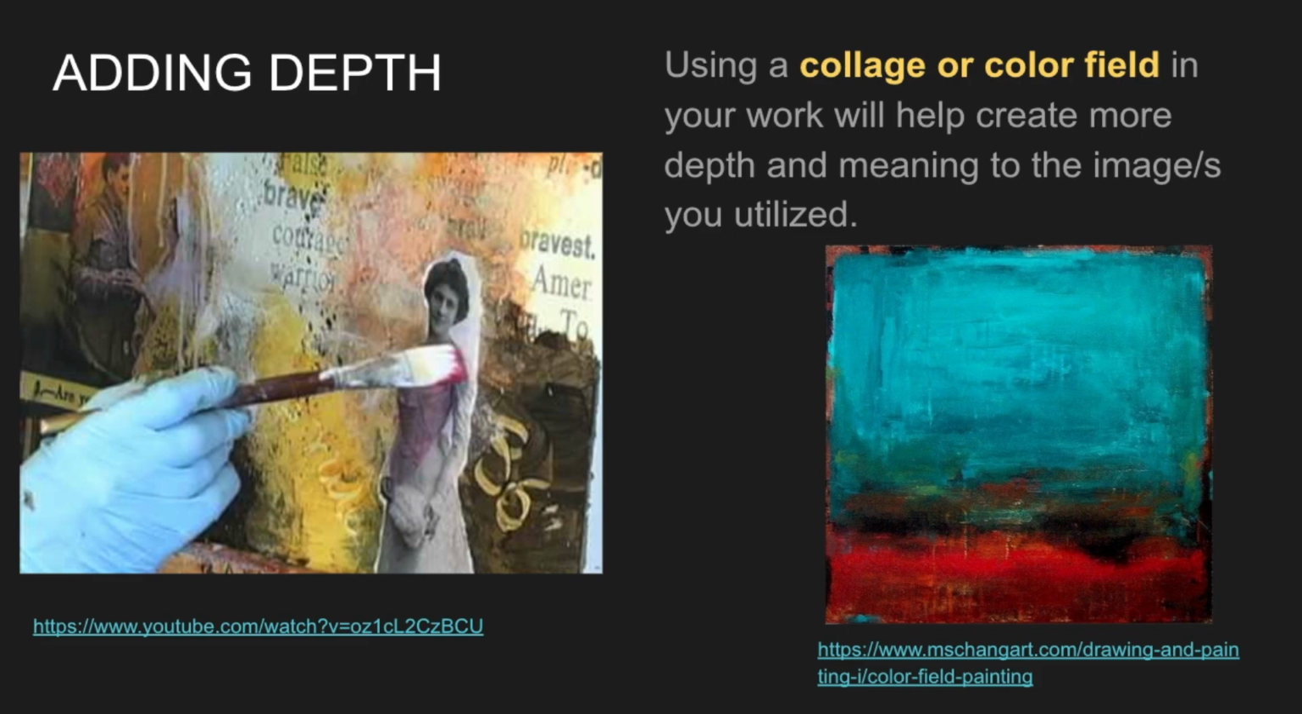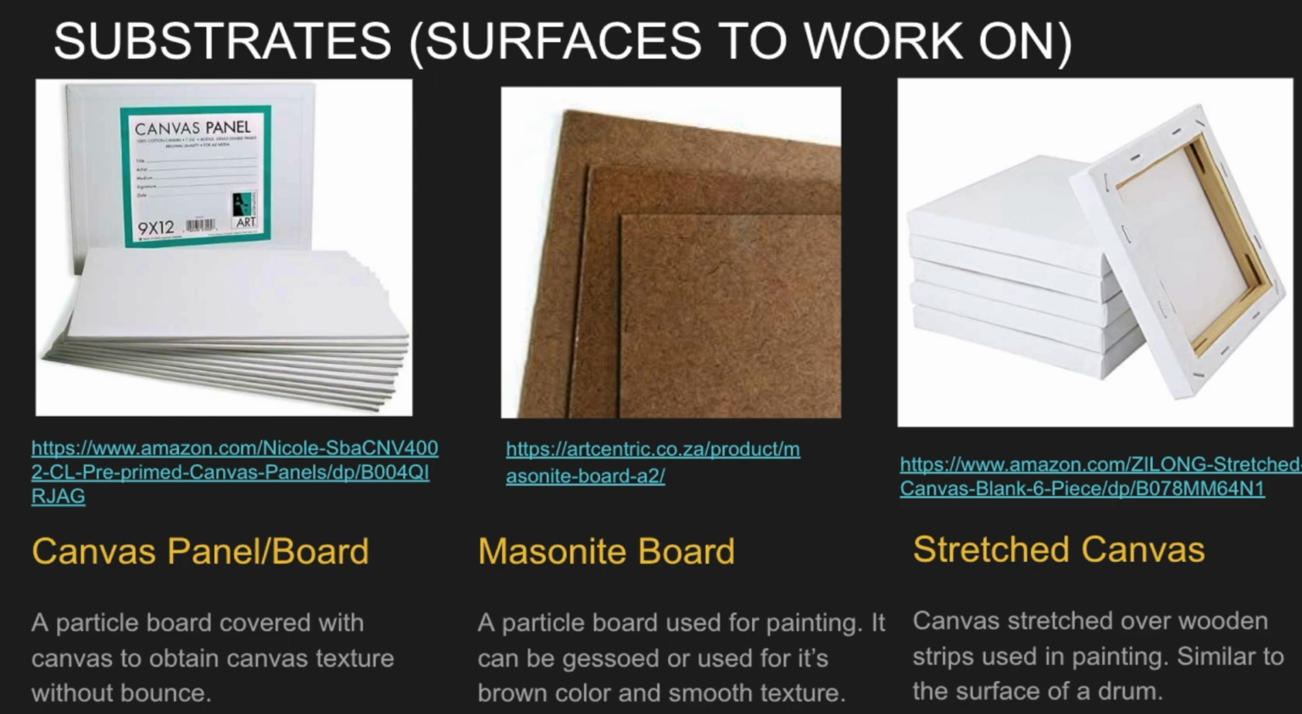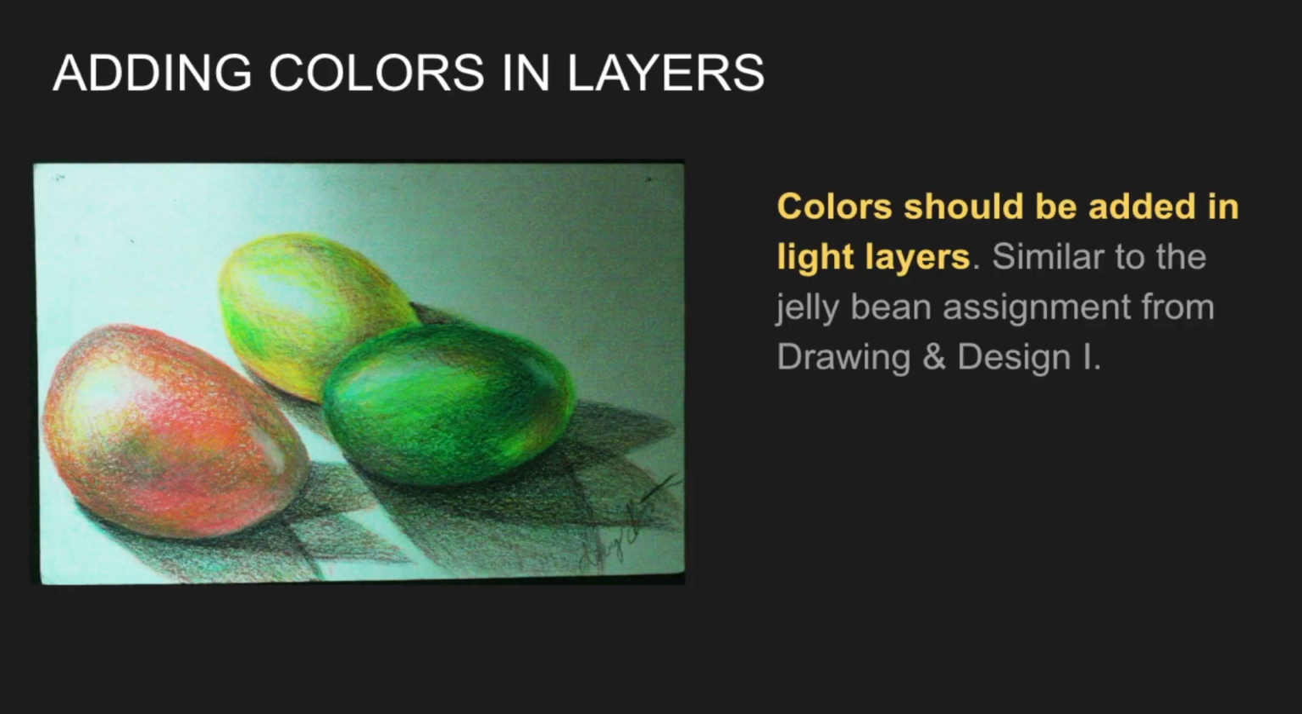Another way to add depth is to create a color field or collage on your paper or canvas before you create the image you will be drawing or painting. You can also use colored paper to add depth or try a variety of other substrates like canvas panel, masonite, or stretched canvas, depending on which class you have selected. We will talk more about these things again soon. And there are videos in the overall artist page I told you about to bookmark at the beginning of this class. Remember, colors should be added by layering them a little at a time.